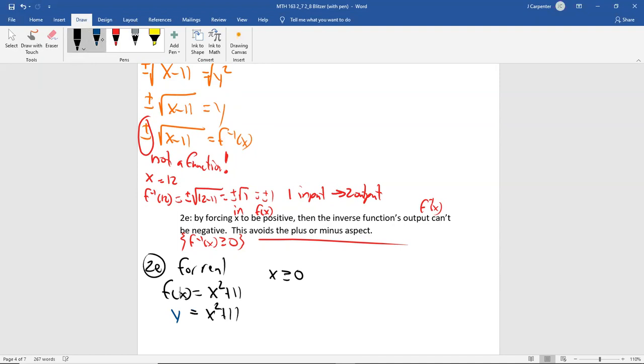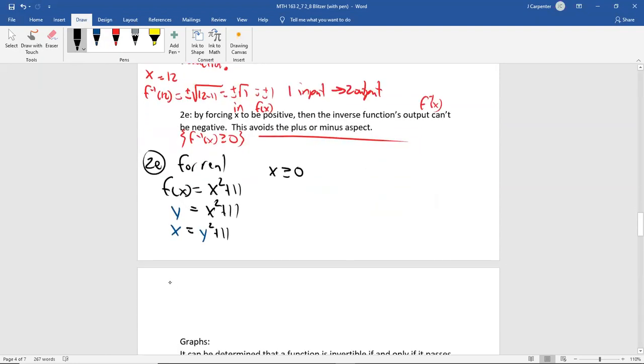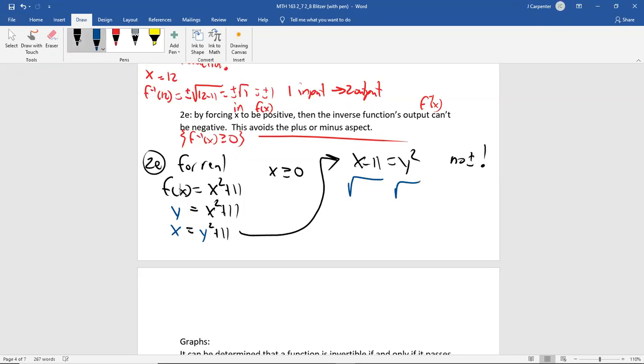The algebra is going to be the same. Then swap your x's and y's. So x equals y squared plus 11. Subtract 11 on both sides. So you'll get x minus 11 is equal to y squared. There is going to be no plus or minus here because, again, we said x has to be positive in the regular function, which means now we're in an inverse, so the y has to be positive. So we're not worried about y being negative, so there is no plus or minus. So just a regular old square root of both sides.